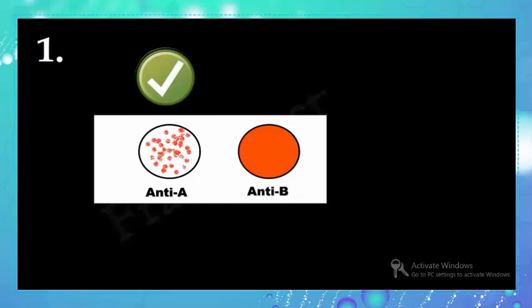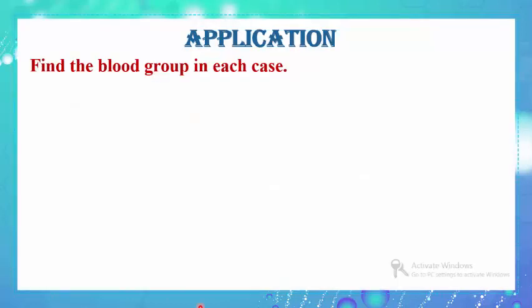Why A? Since agglutination occurs, it means there is complementarity between anti-A and agglutinogen A. And whenever agglutinogen A exists on the surface of the red blood cell, it means that the blood group is blood group A. Let us practice how we can identify the blood group in the following two cases.